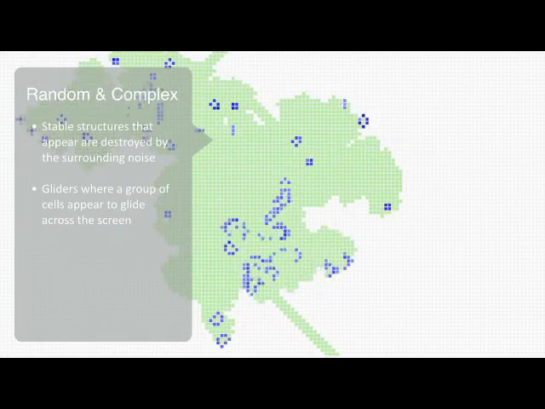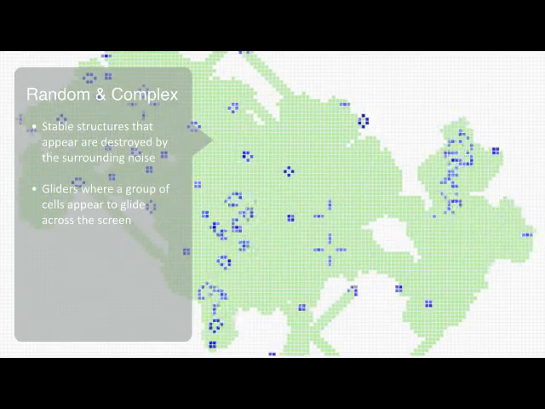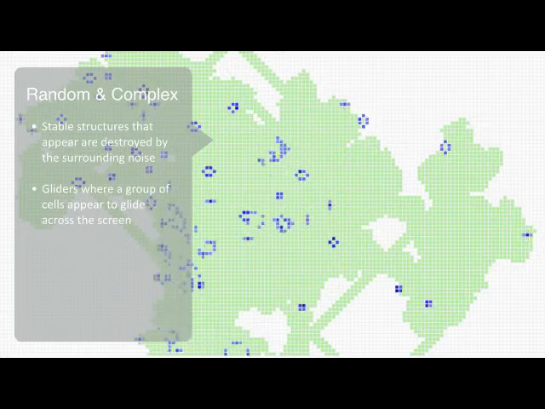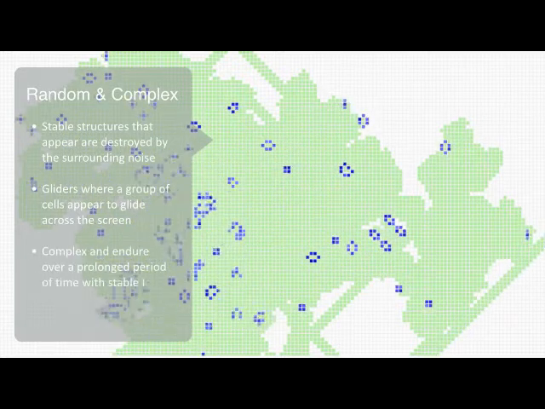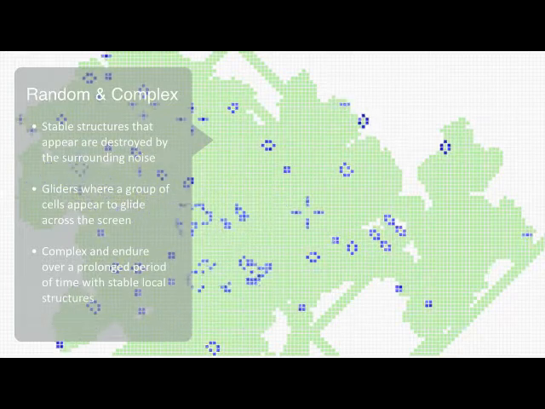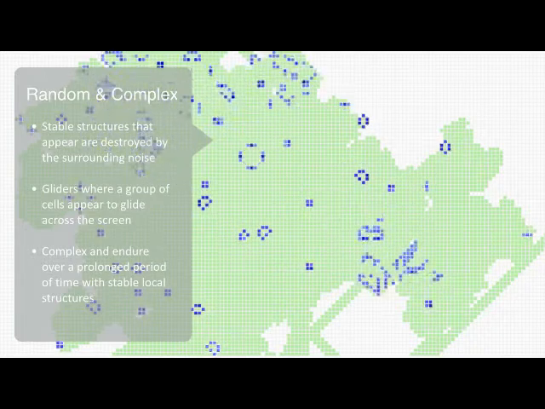Lastly, automata can also produce patterns that become complex and endure over a prolonged period of time with stable local structures. With these more complex patterns, cellular automata can simulate a variety of real-world systems, including biological and chemical ones.